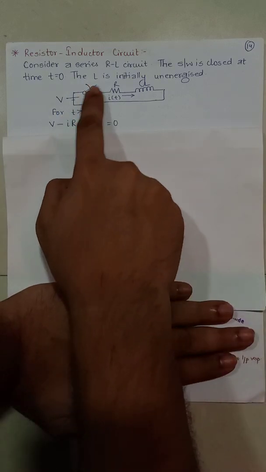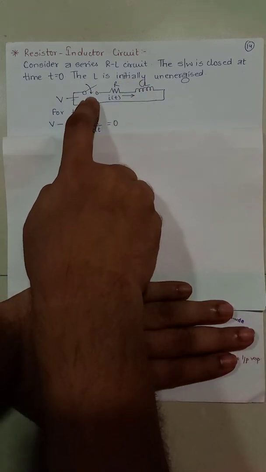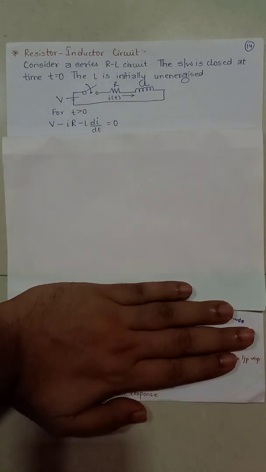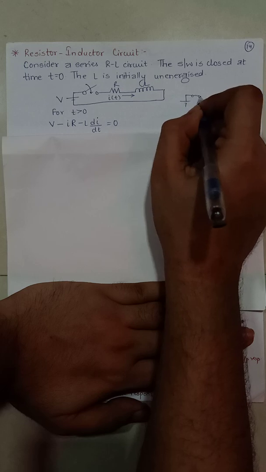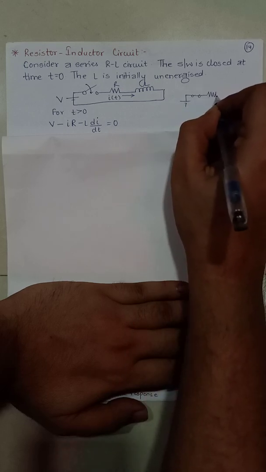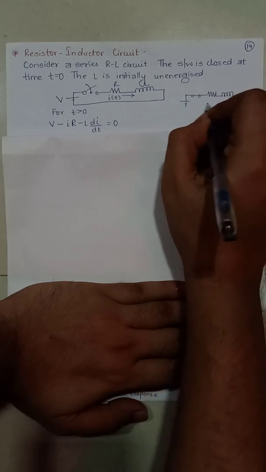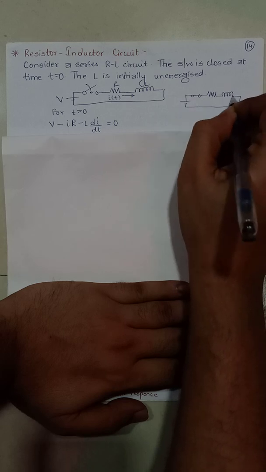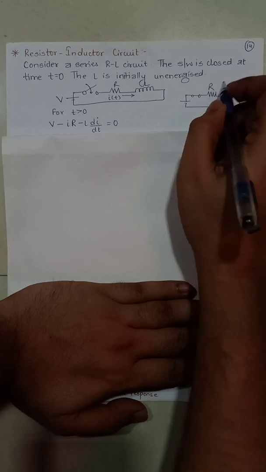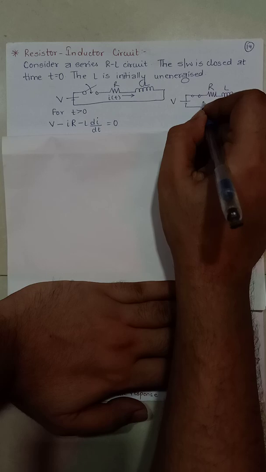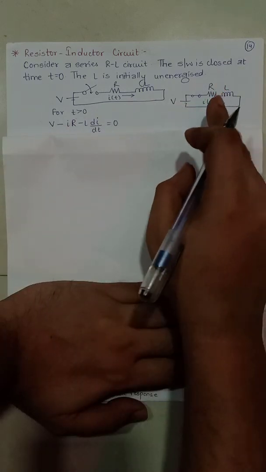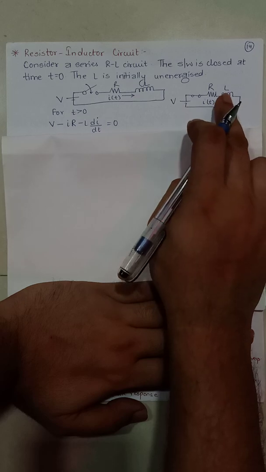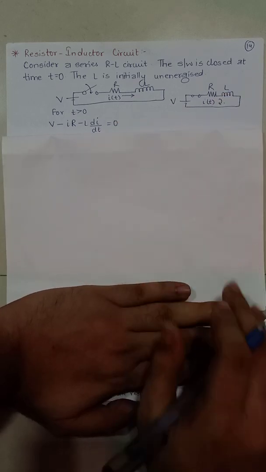When you apply KVL, the switch will be closed in this case, and the diagram will be like this. At t greater than 0, the switch is closed: inductor, resistor, voltage source, i of t. So V minus i of t into R minus L di by dt is equal to 0.